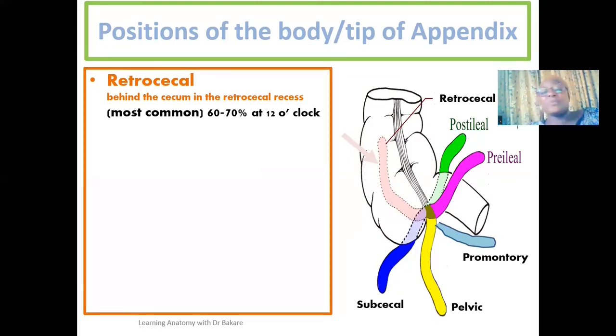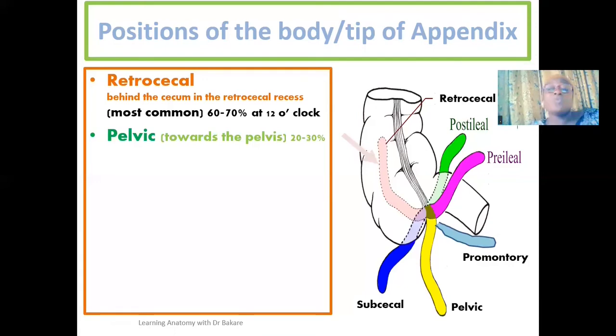Going to the next position that the appendix can assume, the second most common position is the pelvic appendix. The pelvic appendix, just from the name, you should know that it is directed towards the pelvis. So you see this kind of position where the appendix tends to tilt or be directed towards the pelvis. This is the second most common position of the appendix, and you see it in about 20 to 30% of individuals. So this is the pelvic appendix, here highlighted in yellow.